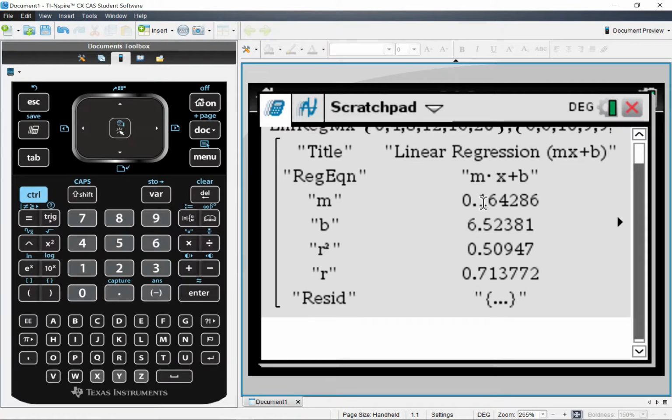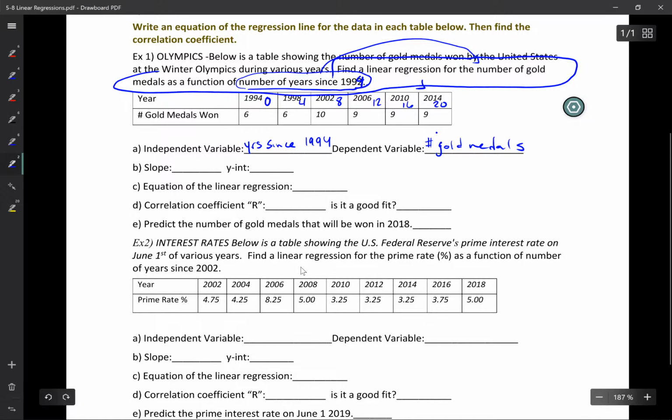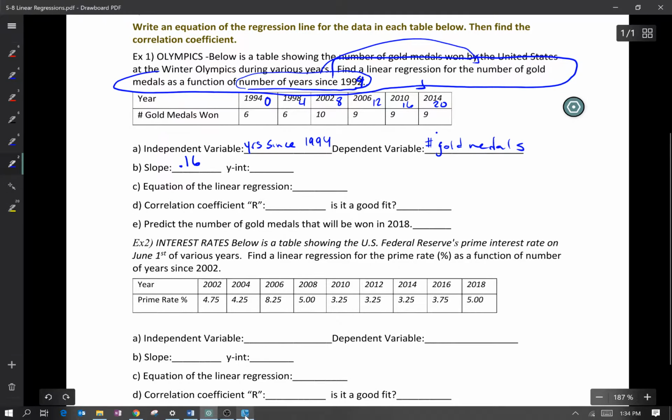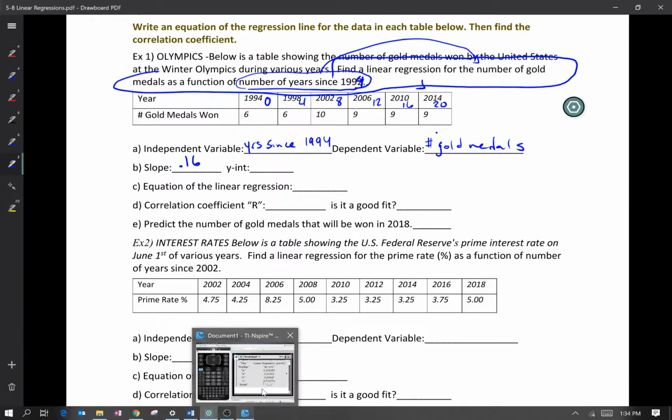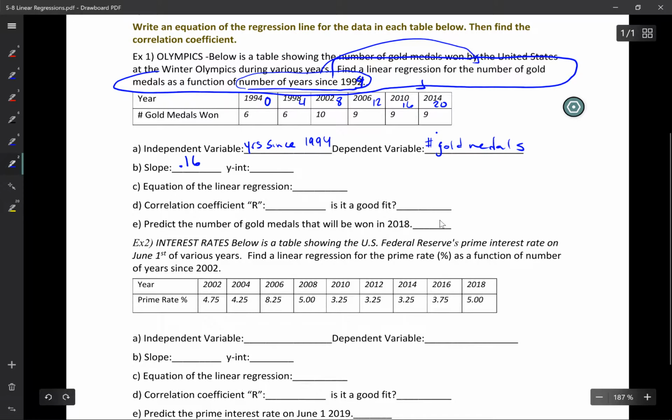The slope is about 0.16. We're always going to round to the nearest hundredth, right? So it's going to be 0.16x plus 6.5. I'm going to write that first, and then I'm going to come back and talk about the correlation coefficient. 0.16 was the slope, 16 hundredths, and the y-intercept was 6.5. So the equation of the line was y equals 0.16x plus 6.5.